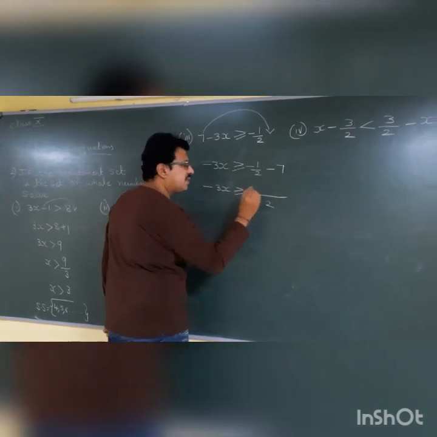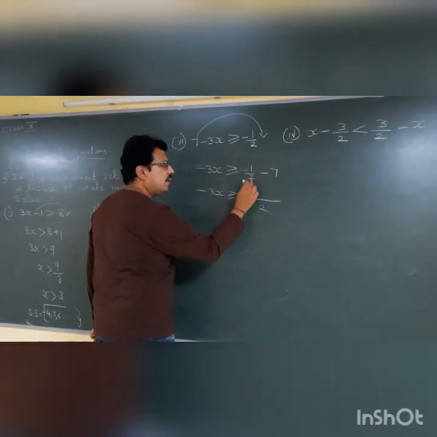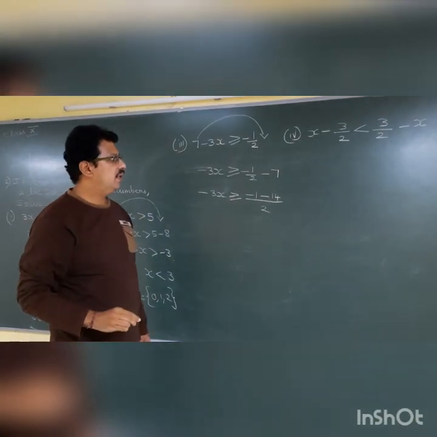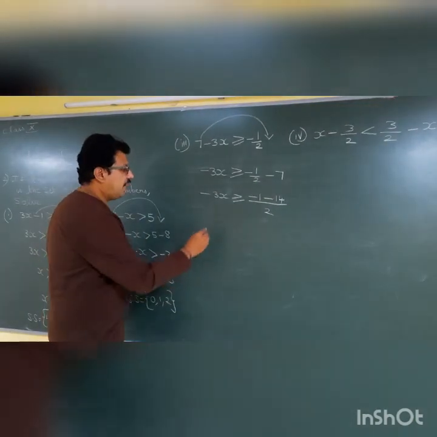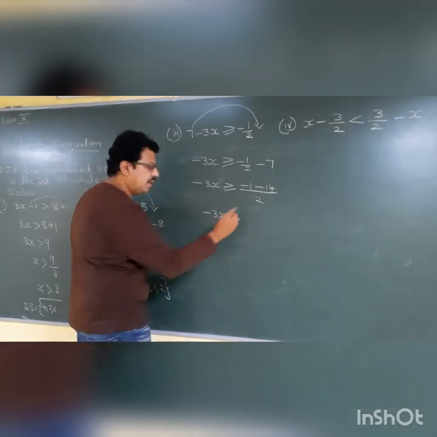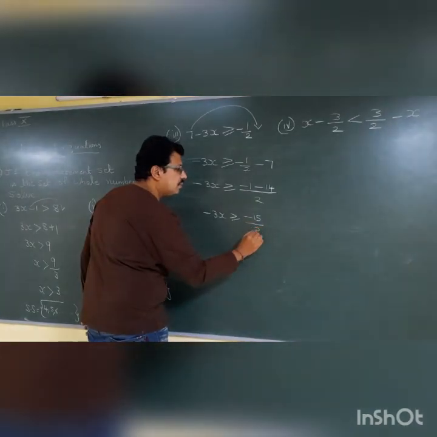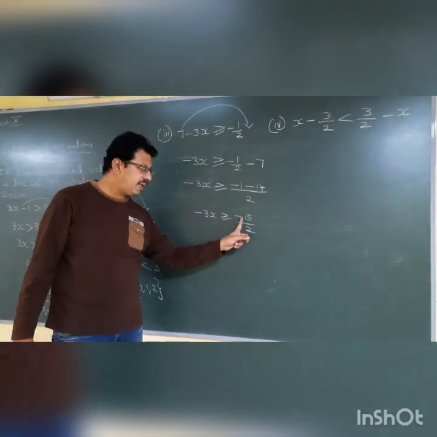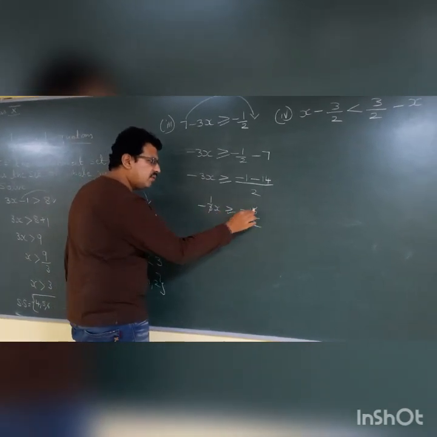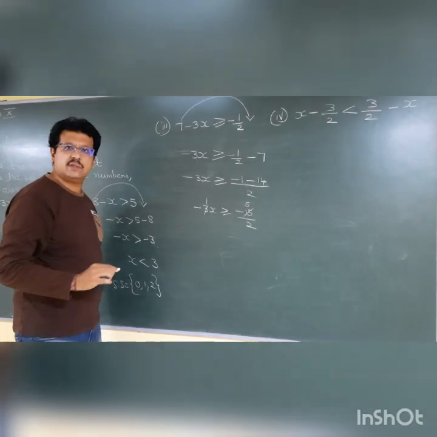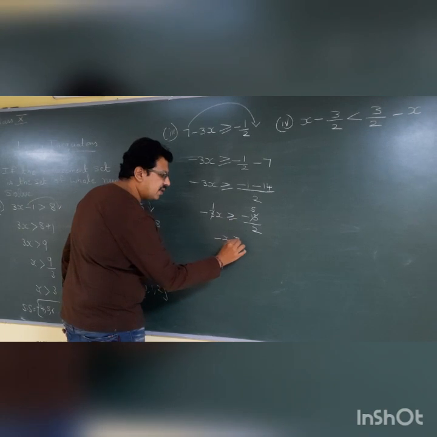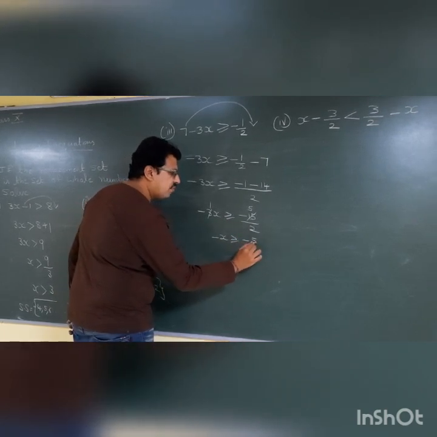Take the LCM 2. 2 is the LCM. So minus 1, 2 into 7, it is minus 14. And that's the LCM part. You have to be very clear about it. The 7 2s are 14. So minus 3x greater than or equal to minus 1 minus 14, which is minus 15 by 2. So children, you can easily cancel here itself. 3 1s are 3, 3 5s are 15. It's quite easy to do like this. It will be helpful for you to cancel directly. Minus x is greater than or equal to minus 5 by 2.